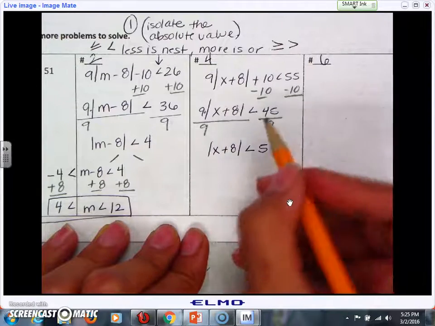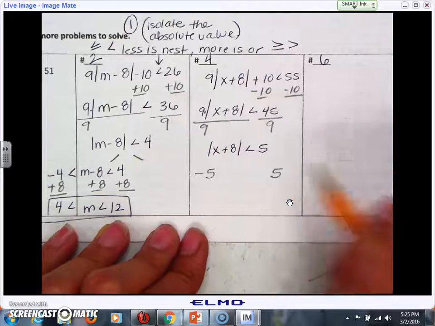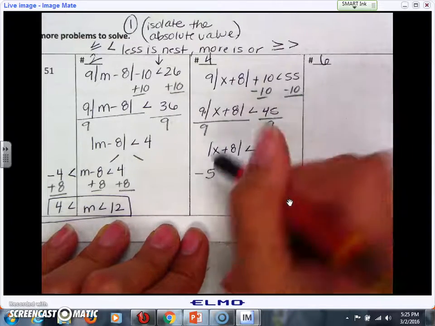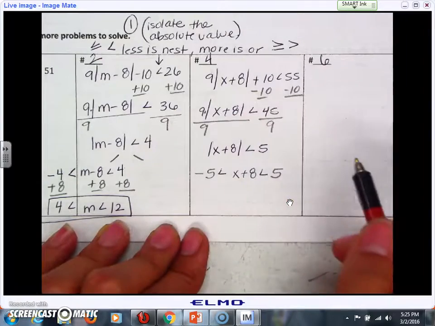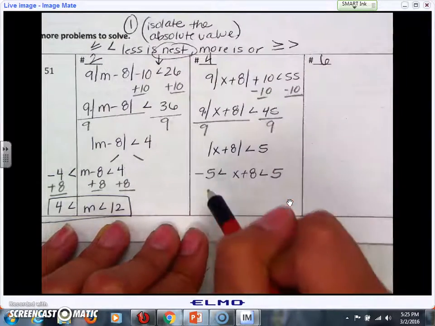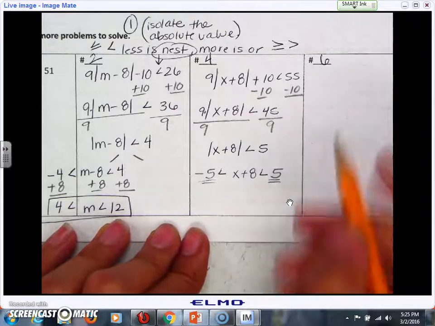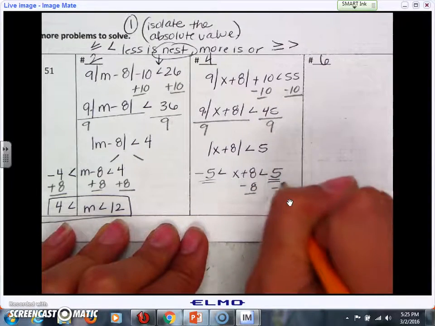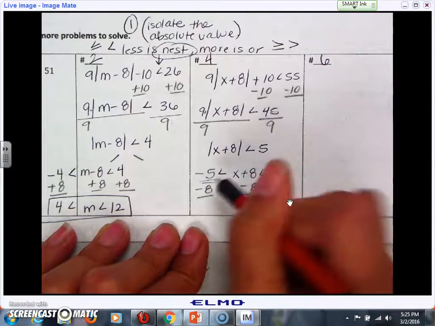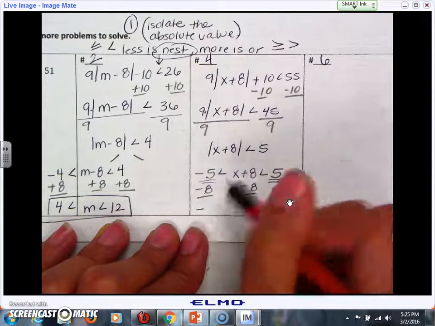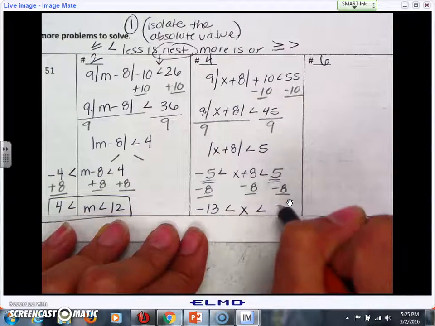Now that the absolute value is isolated, you need to nest it in between a negative 5 and a positive 5. This is only true when you have less is nest. When you have a nest, you're going to nest it in between two numbers. Okay, you're going to subtract 8 from both sides, actually from all three, and you're left with negative 5 minus 8, which is negative 13, less than x, less than 3.